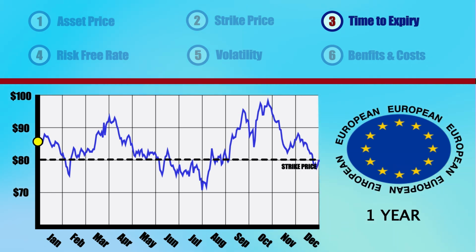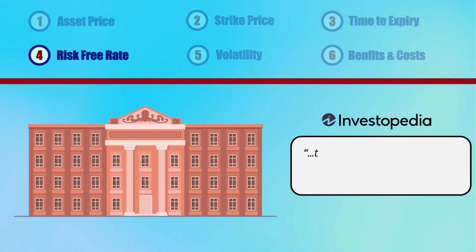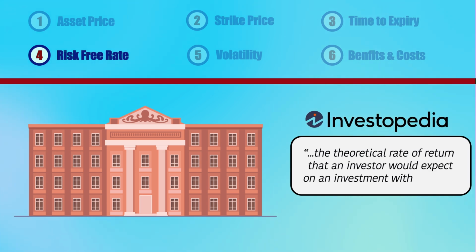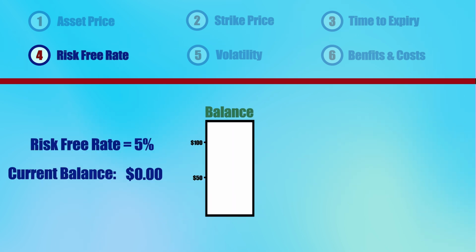The fourth factor is the risk-free rate, which may raise an eyebrow on why this has an impact on the value of an option. The definition of the risk-free rate, according to Investopedia.com, is the theoretical rate of return that an investor would expect on an investment with zero risk. This is usually assumed to be the current interest on government debt in an economically developed country, such as the US or the United Kingdom. But why is this important? Let's run through an example.